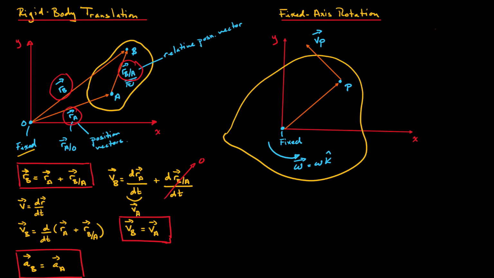Okay, now let's consider fixed axis rotation. We consider an arbitrary object rotating about a fixed axis. So again, the fixed axis in this case is the origin of our xy system. So how can we determine the velocity and acceleration of a given point? And here we're going to consider point P, over here.